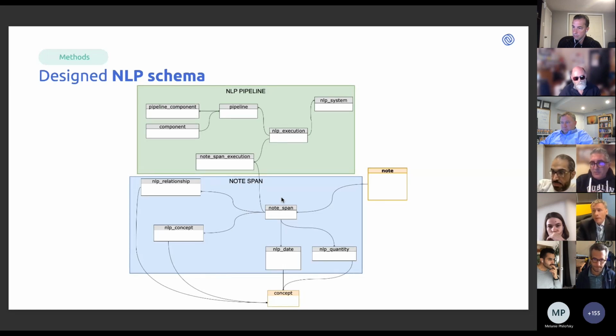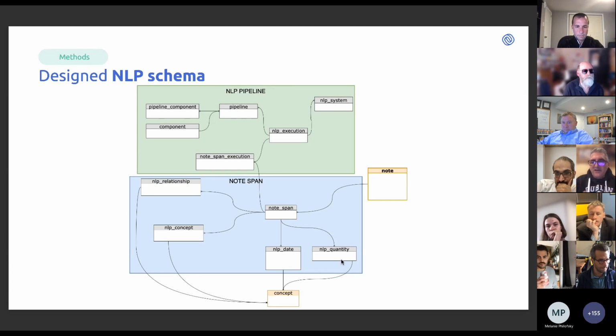So we collect what is the part of the text where an entity was found, and we extend that table with extra information. Somehow we can have all the concepts that can be assigned to that entity that has been extracted. If that entity is a quantity, a number or quantifier, it is stored in a different table. If it's a date, it's stored in a different table. If it's something that can be mapped to a concept ID, it goes to concept.